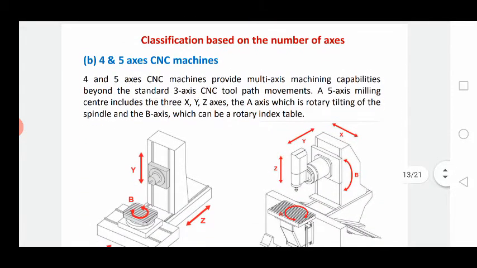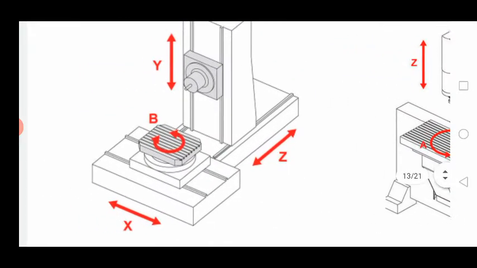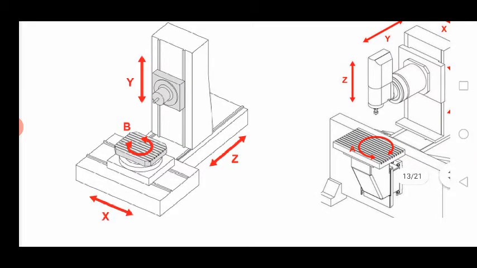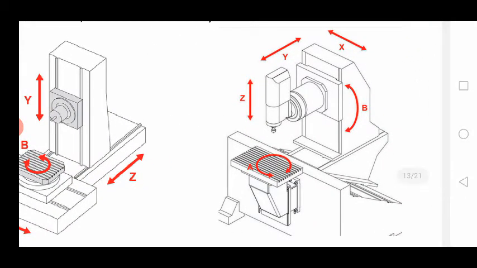Another classification based on number of axes is 4 and 5 axis CNC machines. When I consider 4 axes, in the diagram you can see x, y, z: x horizontal motion, z horizontal motion, y up and down motion, and one more motion is added, that is b, the rotary motion of the work table. So that axis, rotating about the vertical axis, is added as one more axis, making 4 axes in total in the machine.